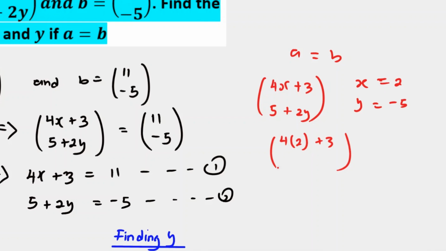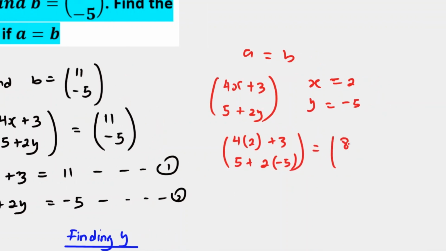We come to the y component. We're going to get 5 plus 2 times y. And y is negative 5. So that will give me 4 times 2 is 8 plus 3. And now we have 5. 2 times negative 5 is going to be negative 10. So 8 plus 3 will give me 11. And 5 minus 10 will give me negative 5.